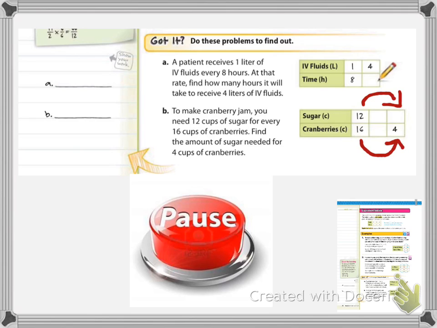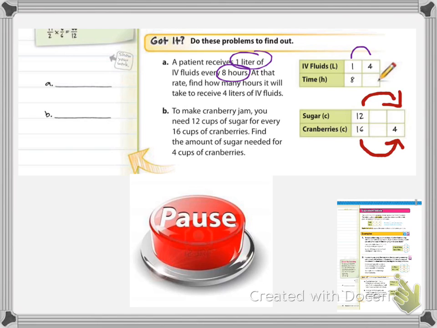All right, let's see what you guys came up with. So with our top one, a patient receives 1 liter of IV fluids every 8 hours. At that rate, find how many hours it will take to receive 4 liters of IV fluids. Well, since I've got 1 liter to 8 hours, here's my ratio, 1/8.